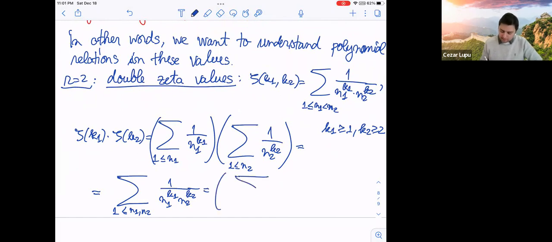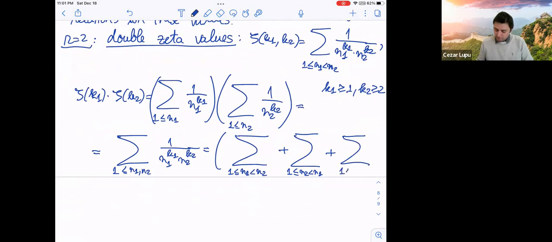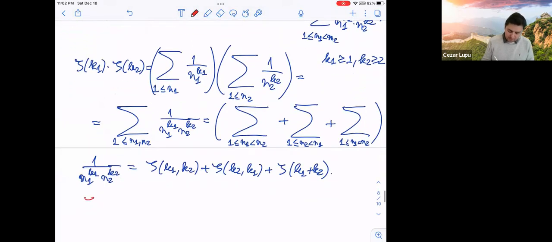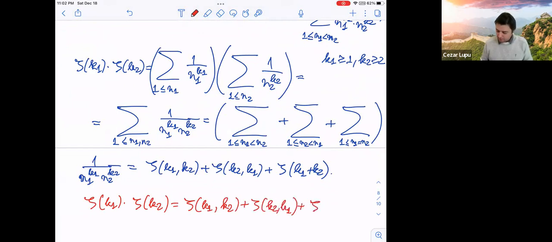But we can split this sum into three sums: the sum over all n1 less than n2, plus the sum over all n2 less than n1, and a third sum when they are equal. The first sum is the double zeta value zeta of k1, k2, plus double zeta value k2, k1, plus the single zeta value of k1 plus k2. So zeta of k1 times zeta of k2 is double zeta of k1, k2 plus double zeta of k2, k1 plus single zeta of k1 plus k2.